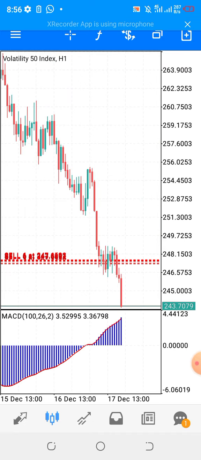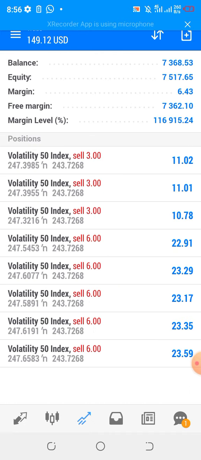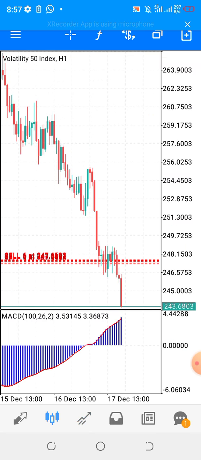So why am I on sell? Why am I on sell on Volatility 50 index? Now let me show you why I am on sell. So here is my chart. I'm making use of only one indicator, the MACD indicator. Now this is the reason why I am on sell.